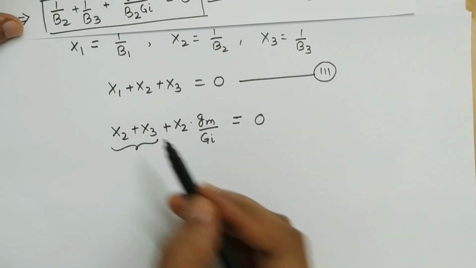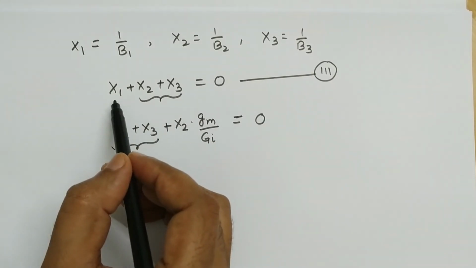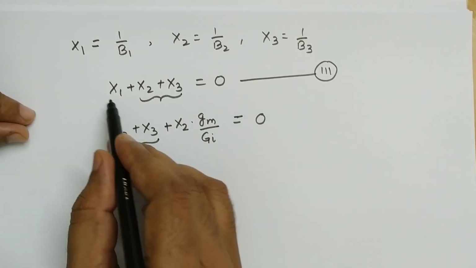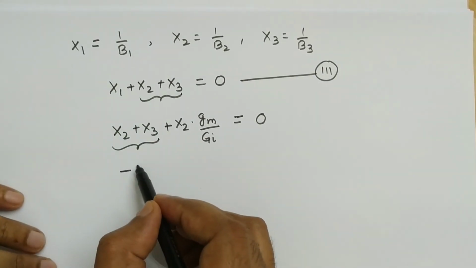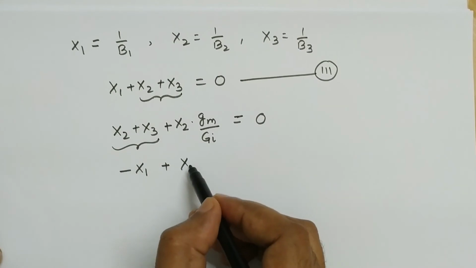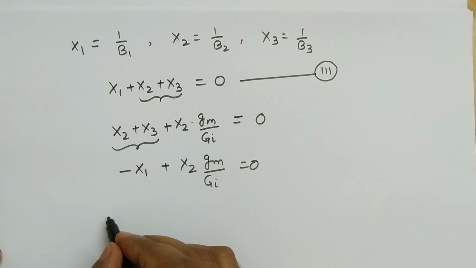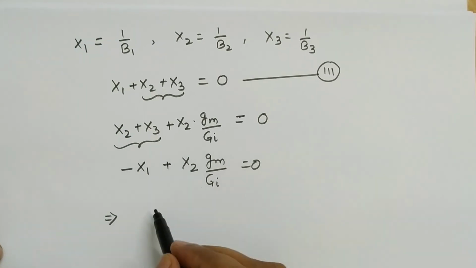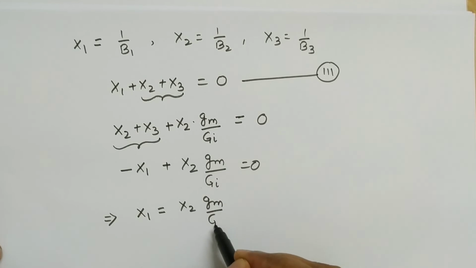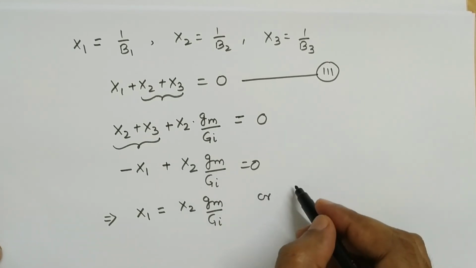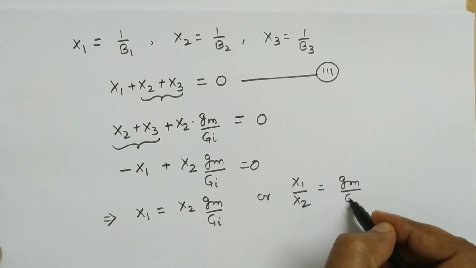This x2 plus x3 will be equal to minus x1. So in place of x2 plus x3 we can write minus x1. So this is minus x1 plus x2 gm by gi equal to 0. So we have a relation between x1 and x2, and we can write x1 equal to x2 into gm by gi, or x1 by x2 equal to gm by gi.